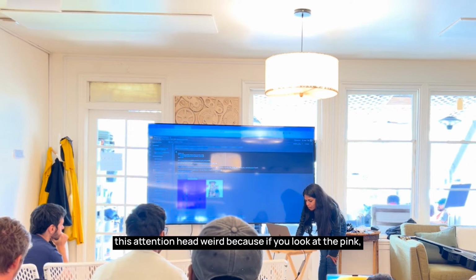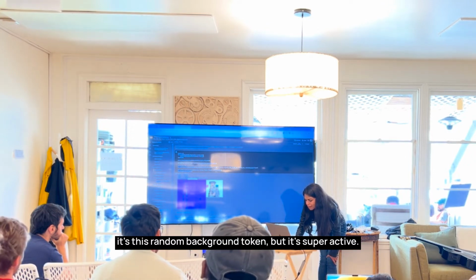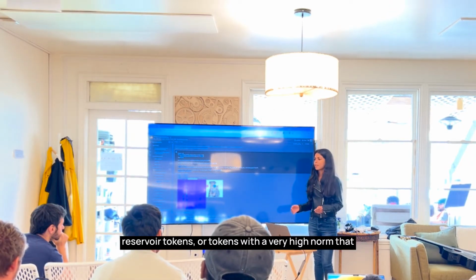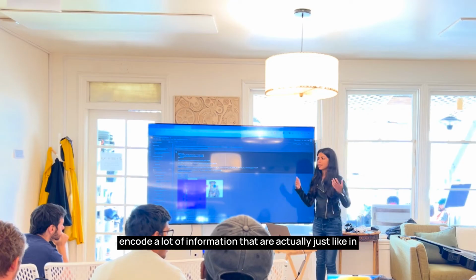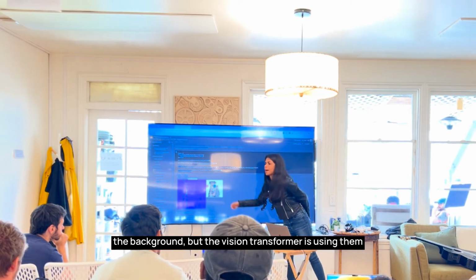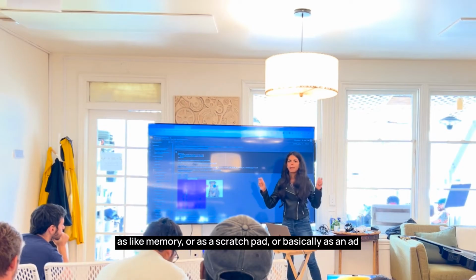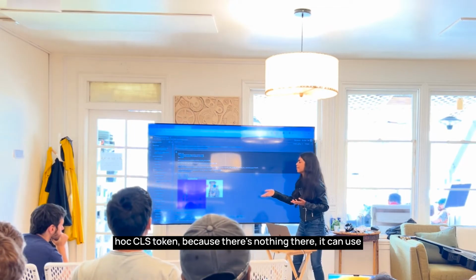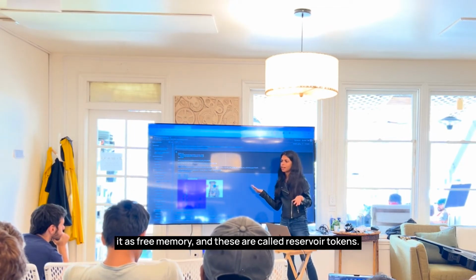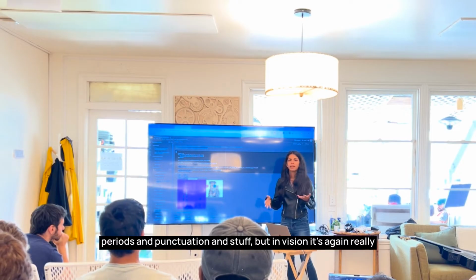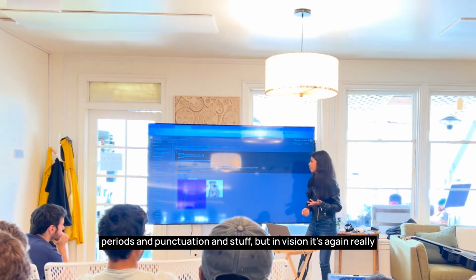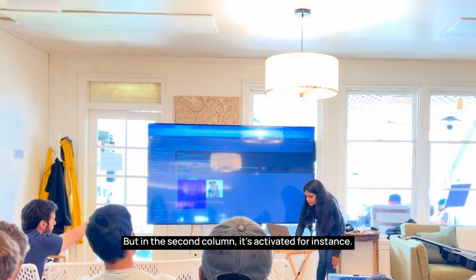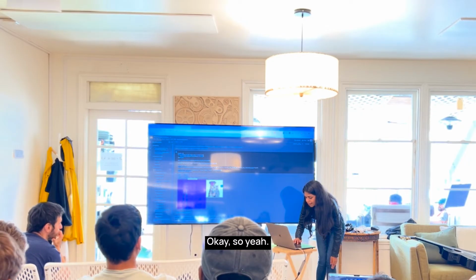I found this attention head weird because if you look at the pink, it's this random background token, but it's super active. There is a phenomenon in vision transformers called reservoir tokens, or tokens with a very high norm that encode a lot of information but are actually just in the background. The vision transformer is using them as memory, or as a scratch pad, or basically as an ad hoc CLS token, because there's nothing there. It can use it as free memory, and these are called reservoir tokens. I think language does this too. It stores information in periods and punctuation and stuff. But in vision, it's really pertinent and it messes up your attention map sometimes. But is the second column that's activated for this head the dog? I think it's a dog face, yeah.